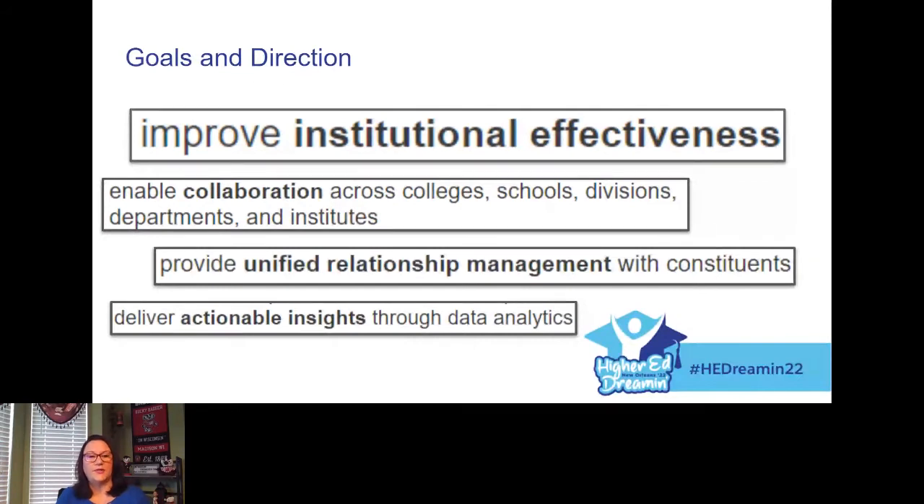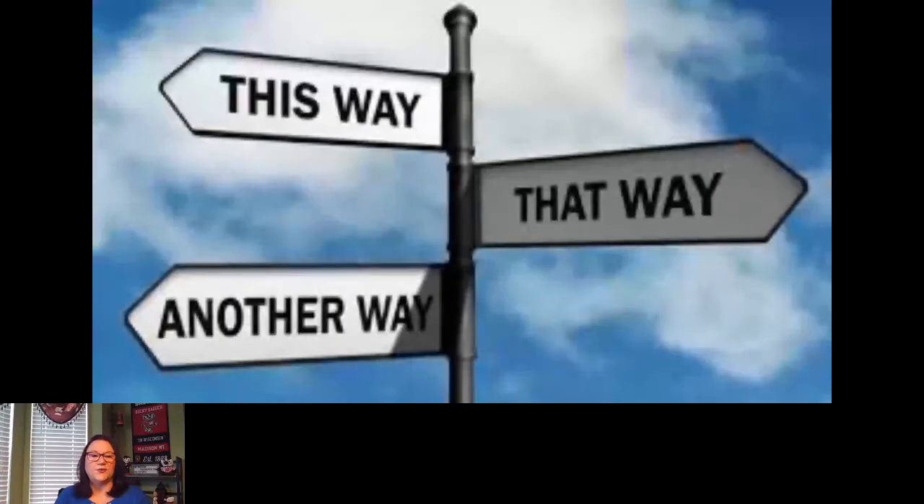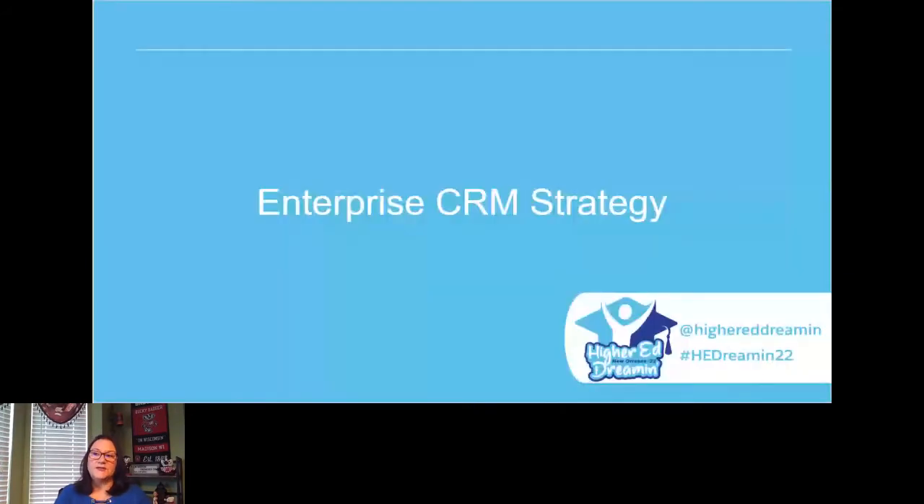How do we enable that collaboration, that sharing of data across all of our different currently siloed units, including our schools and colleges? So what is our direction? Which way do we go? Because we know there's a lot of directions that we can go. So this is what leads to an enterprise CRM strategy. We really need to think about this broadly from that OneBadger vision and figure out how do we enable that.